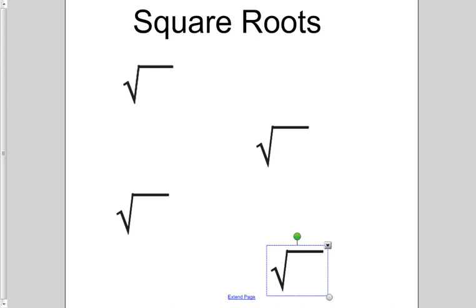What they want to know is, what number to the power of 2, what number squared equals 25? Okay, so what number times itself equals 25? So if I was going to figure that out, I would say the square root of 25 equals 5, because 5 to the power of 2 is equal to 25. So let's try another one.